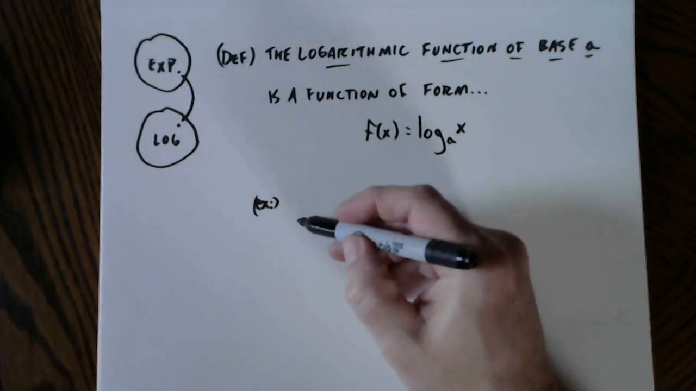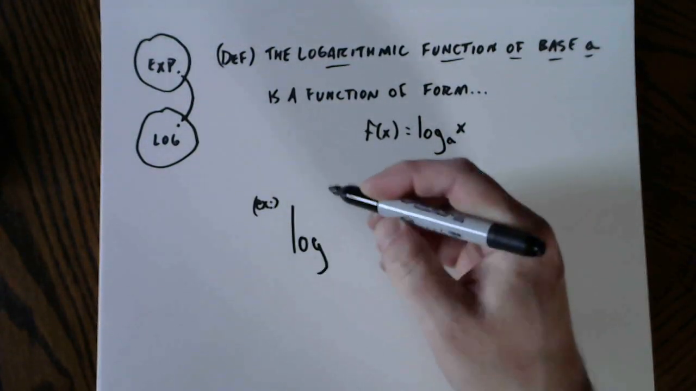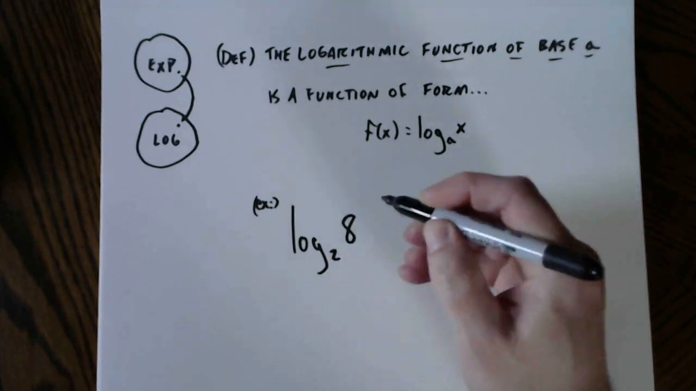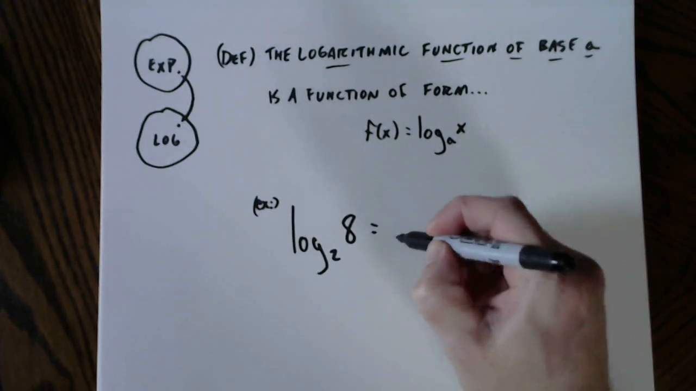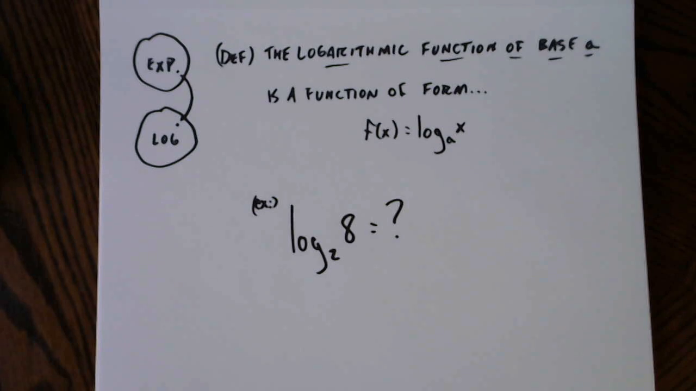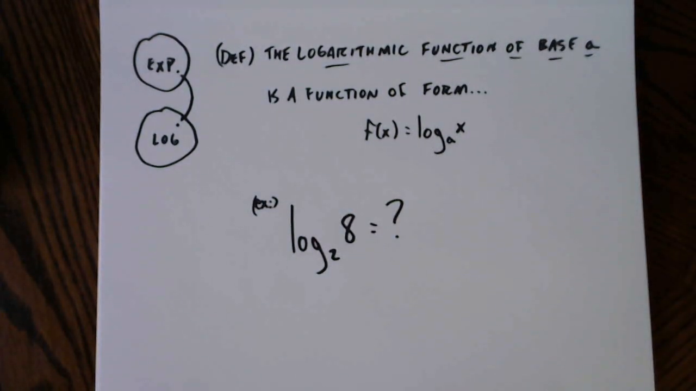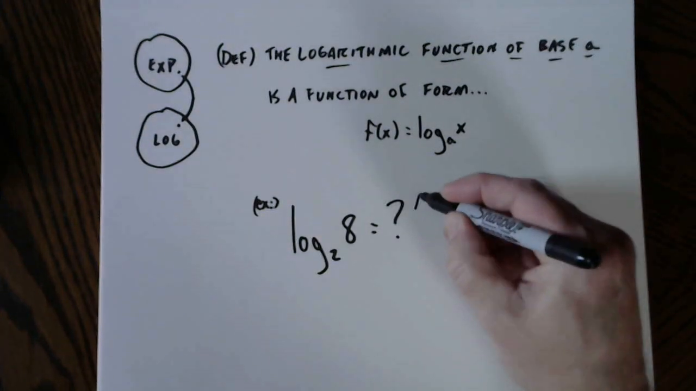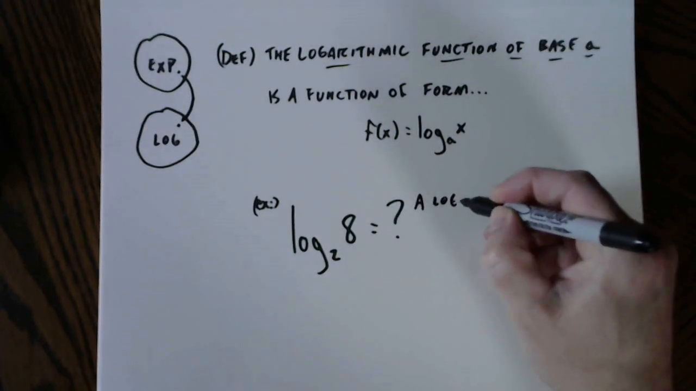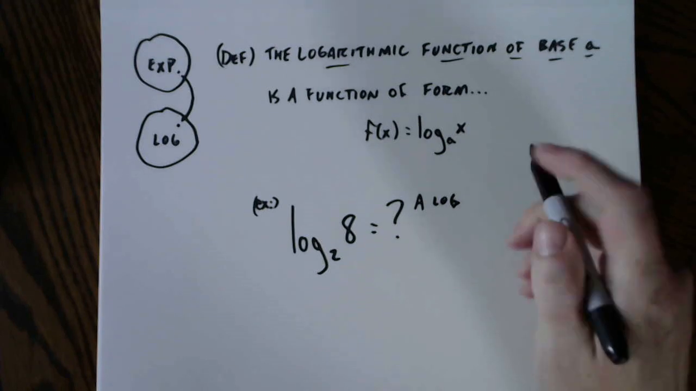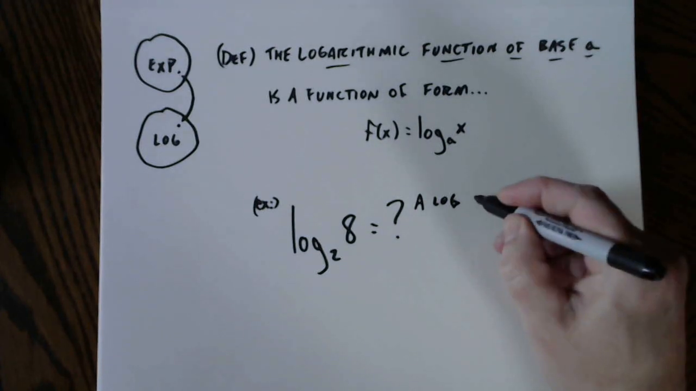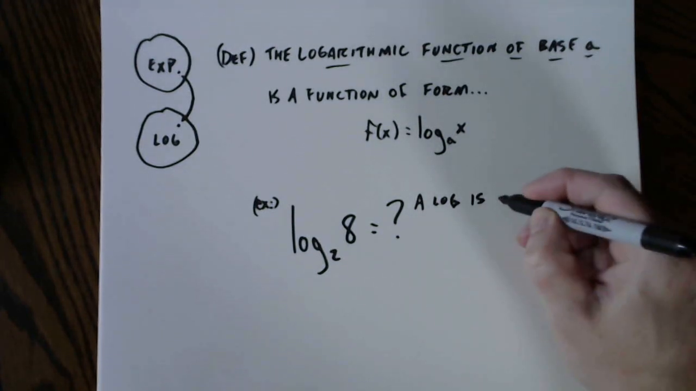We'll go right with an example. So let's say log base 2 of 8. What is this? What is this thing, this monstrosity? This is a number. Okay, this is a very unattractive way to represent some number, but what number is this? Well, a log, I'm going to abbreviate right here. A logarithm is an exponent.